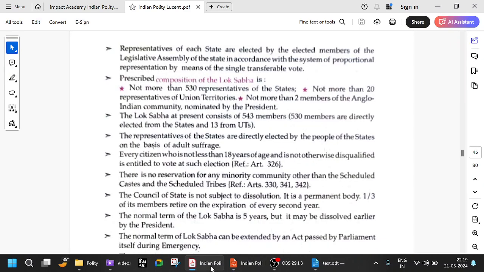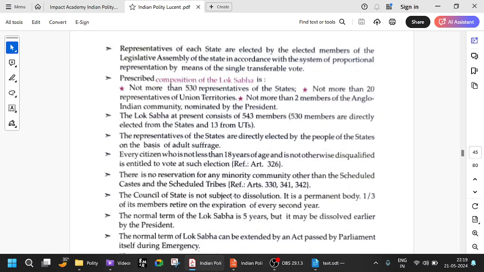So 324 and 326, try to remember. There is no reservation for any minority community other than the Scheduled Castes and the Scheduled Tribes. So Article 330, 341 and 342. Okay, so there is no reservation for any minority community. Only Scheduled Castes and Scheduled Tribes have the reservation.